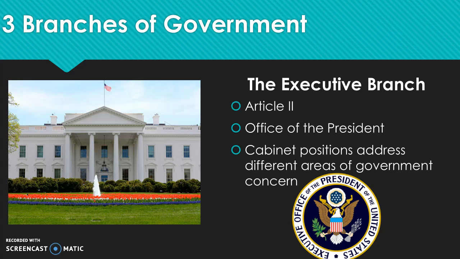So back to the executive branch, we looked a little bit at cabinet positions in our warm-up earlier. These are all laid out in Article 2. Now, not all the names of the cabinet positions were given when the Constitution was originally written. That's really up to the judgment of the executive branch, but the role and responsibility of the executive branch is in Article 2.